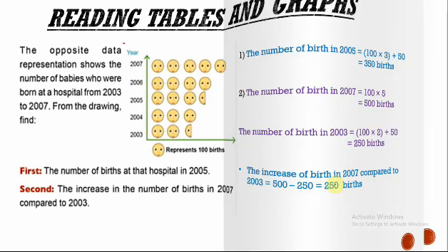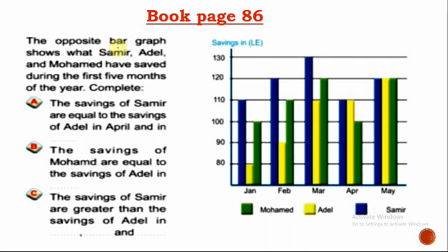The next question that we have, the opposite bar graph shows what Samir, Adil, and Muhammad have saved during the first 5 months of the year. Before we complete the question, we need to make a difference between all of them. Samir is the blue part, Adil is the yellow part, and Muhammad is the green part.